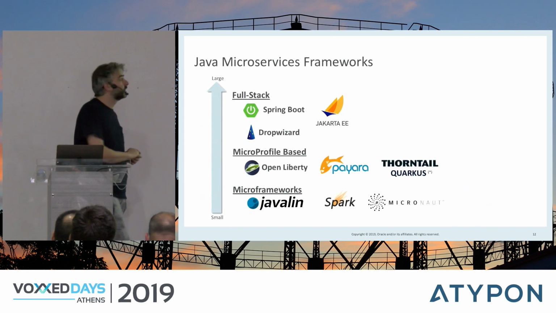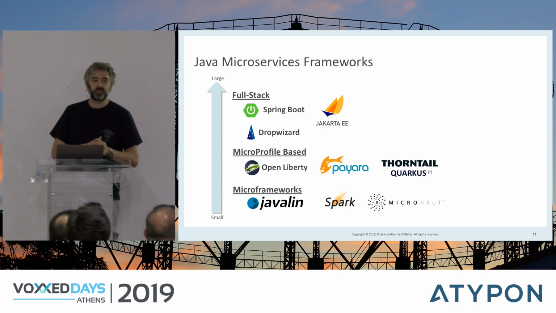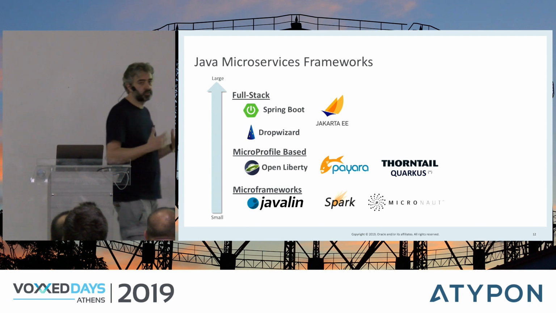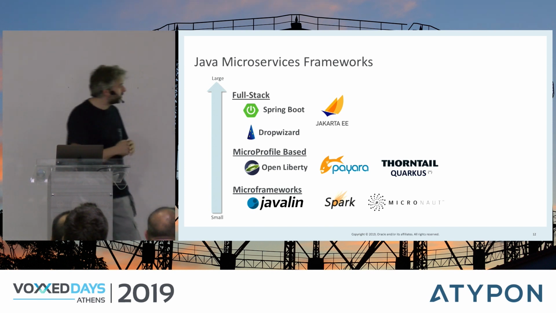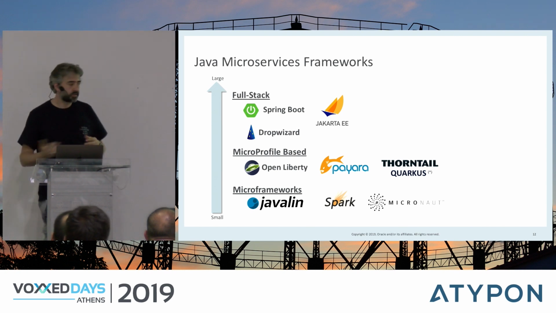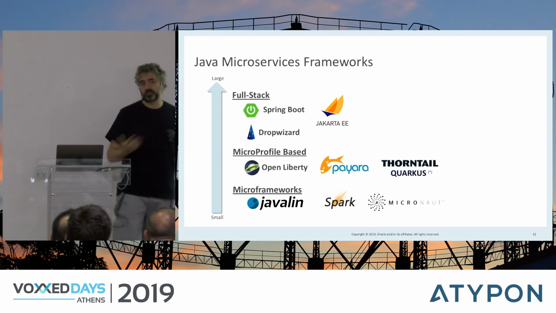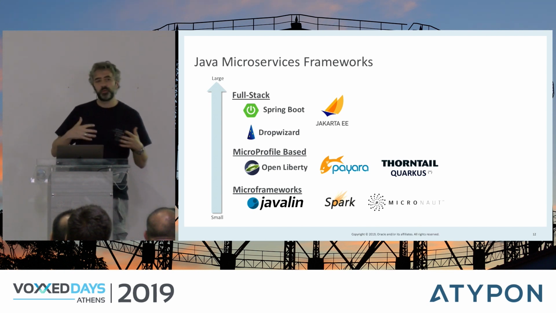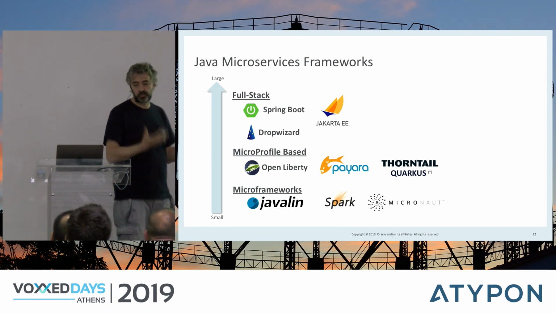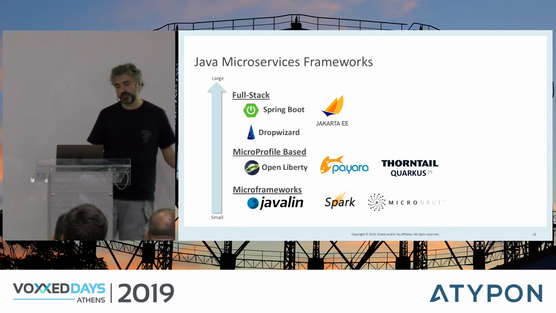This is the Java microservices frameworks landscape as we see it. We see three types of frameworks for writing microservices using Java. From bottom to top, we first have micro frameworks: very lightweight frameworks with a limited set of capabilities that allow you to easily write microservices. In terms of capability they are more limited than the other ones, but they give you all the basics you need. We can name, for example, Javalin, Spark, Micronaut, and a few others.